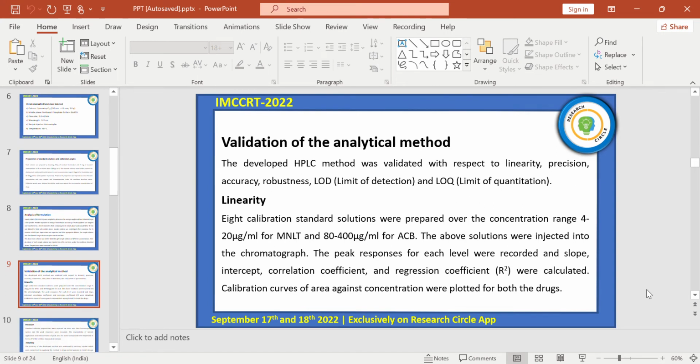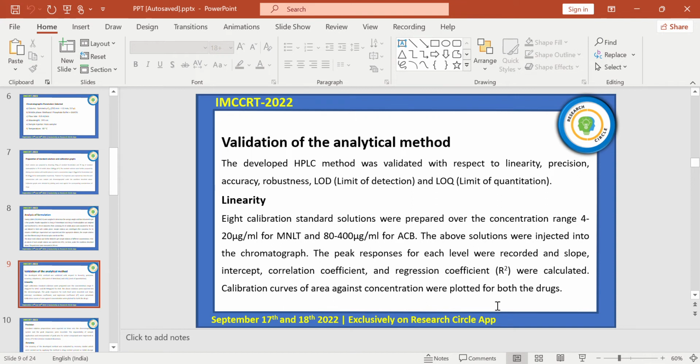The developed analytical method was then validated with respect to linearity, precision, accuracy, robustness, limit of detection and limit of quantitation. So the first parameter which was validated was linearity. Here 8 calibration standard solutions were prepared over the concentration range of 4 to 20 microgram per ml for Montelukast and 80 to 400 microgram per ml for acebrophylline.